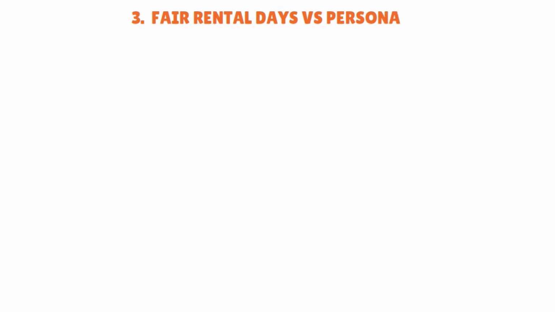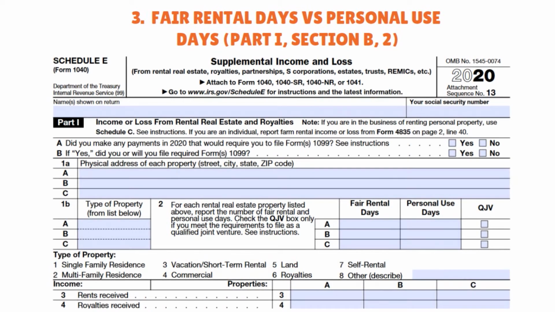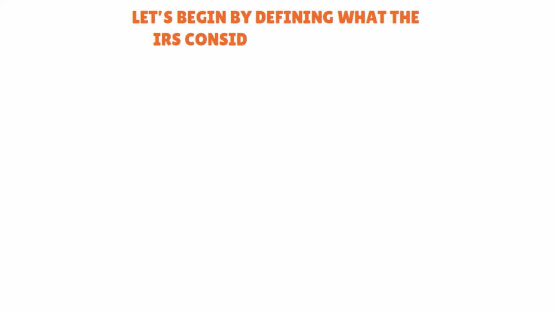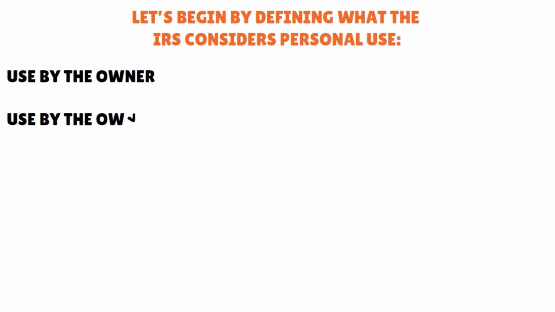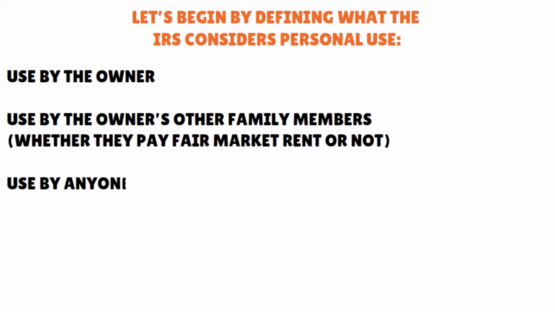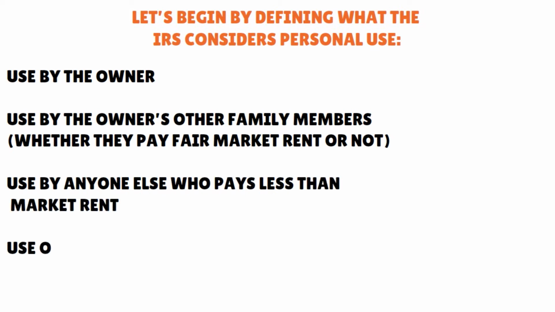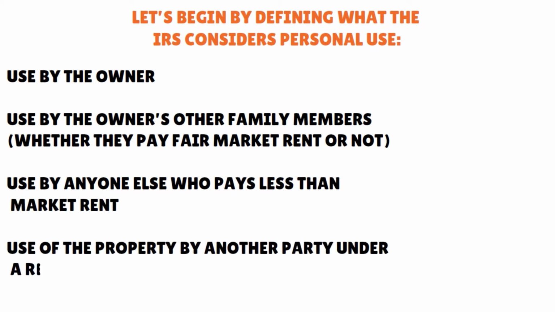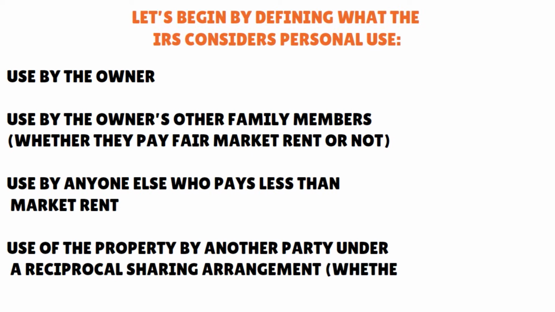Number 3, we have fair rental versus personal use days. This is on Part 1, Section B2 of Schedule E. First of all, let's define what the IRS considers personal use. It means use by the owner, use by the owner's other family members, whether they pay fair market rent or not, use by anyone else who pays less than market rent, and use of the property by another party under a reciprocal sharing agreement, whether the other party pays market rent or not.